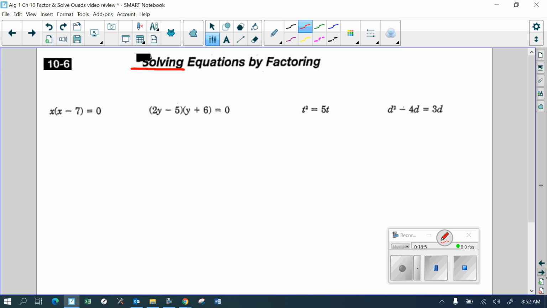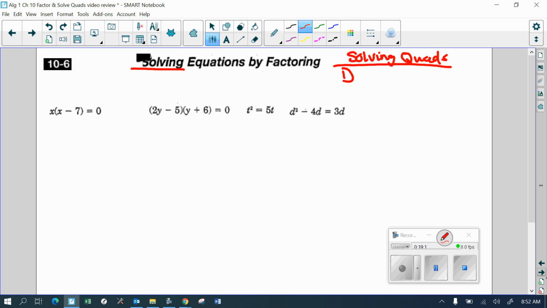Okay, so the 4 steps. Let me move these closer together so I can write these 4 steps over here. 4 steps in solving quadratics. I told you in factoring there's only 2 steps. Solving quadratics, there's 4. 1 before and 1 afterwards of the factoring.